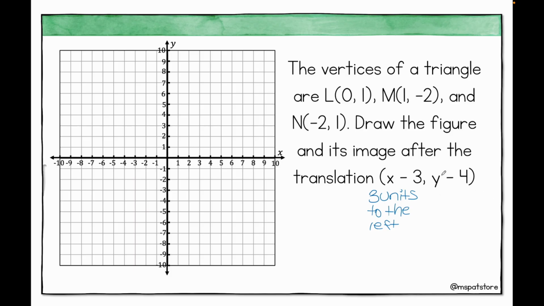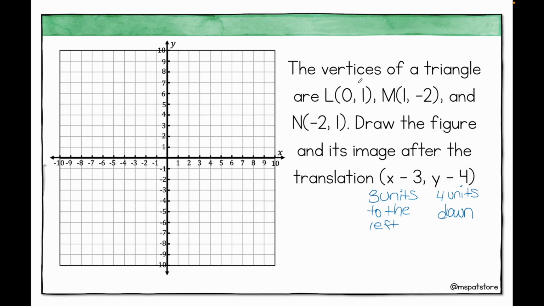Now you need to analyze, where are the negative numbers in the y-axis? Yes, they are down here. So that means that I need 4 units down because that's where the negative numbers are in the y-axis. 4 units down. Now, let's plot this triangle.